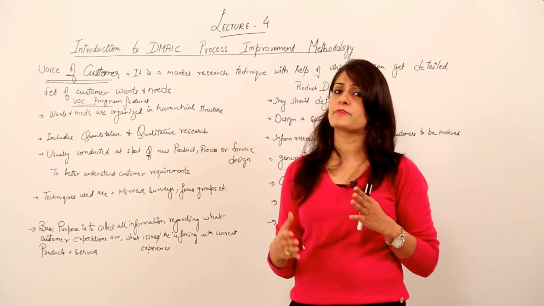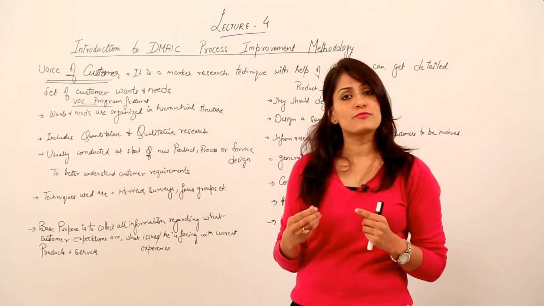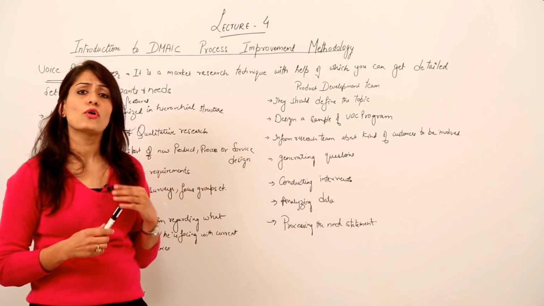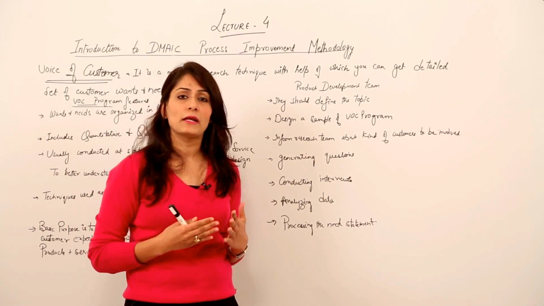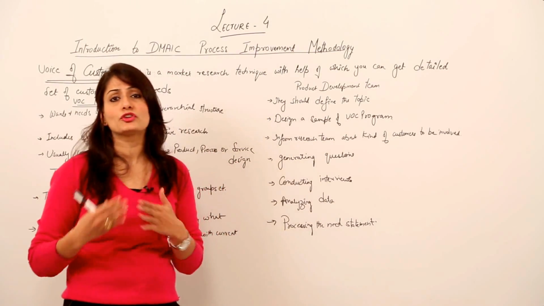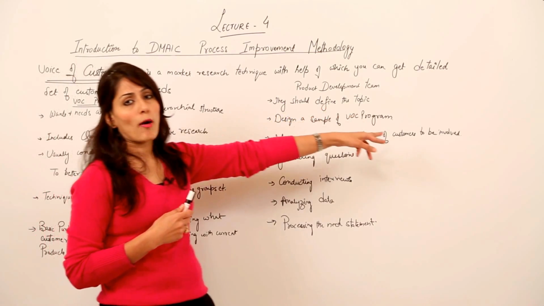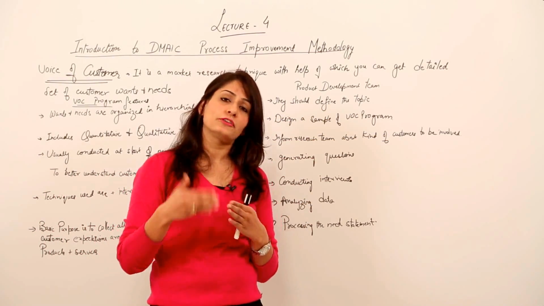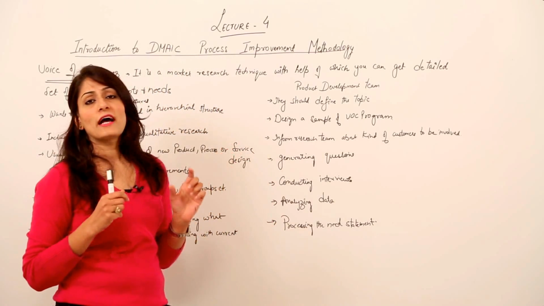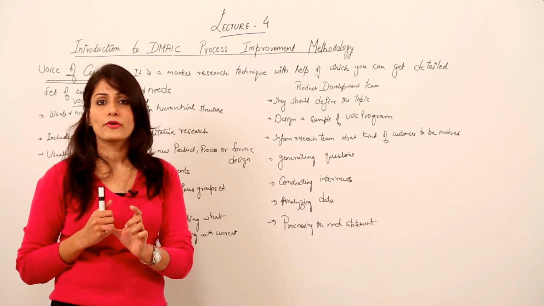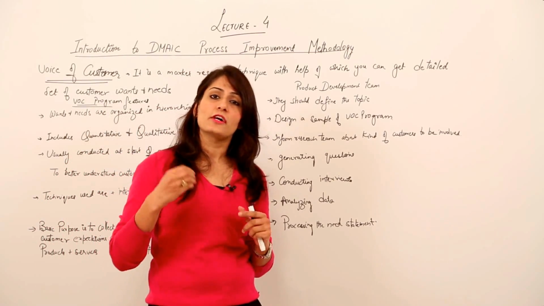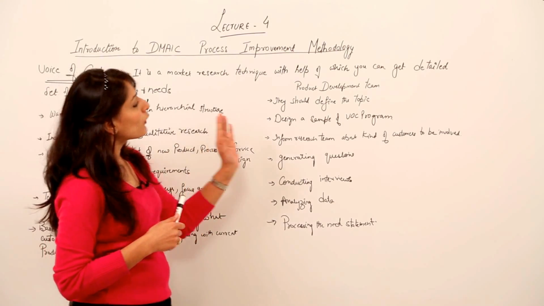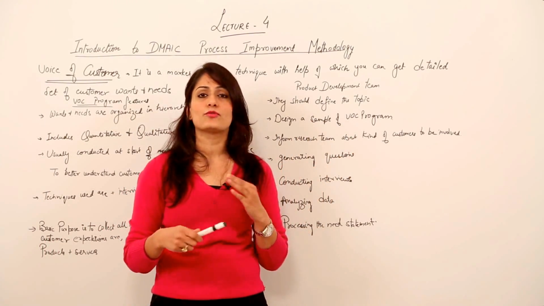Now who develops this voice of customer program? Voice of customer program is developed by the product development team. So now what is the job of the product development team? This means what they should do. They should define the topic, like what is the topic, where the research should be conducted and what kind of questions should be asked. Then they should design a sample of the voice of customer program, that is, what kind of research the research team should go ahead with. Then they should inform the research team what kind of customers should be involved in this research work.